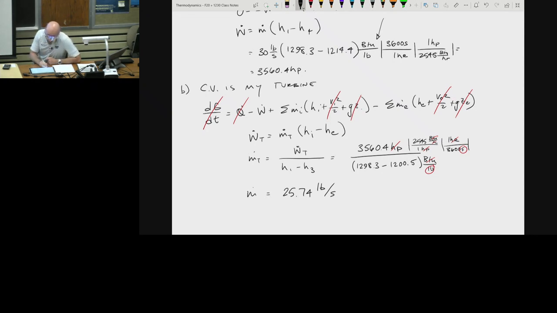So that's my mass flow rate of my turbine. That tells me that the mass flow rate of my throttle or my valve is going to be 30 minus 25.74, or 4.26 pounds per second. Okay, those are my answers there.